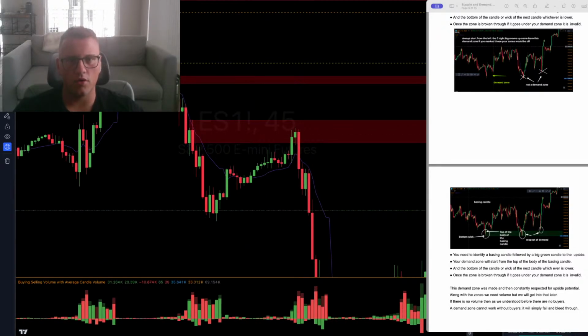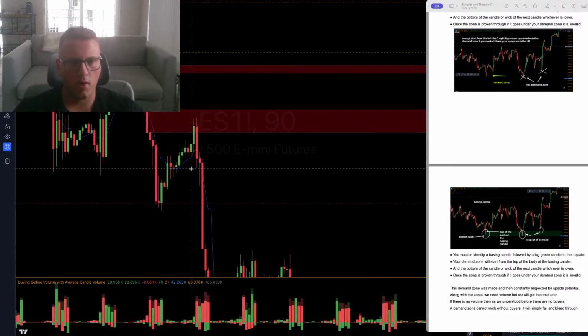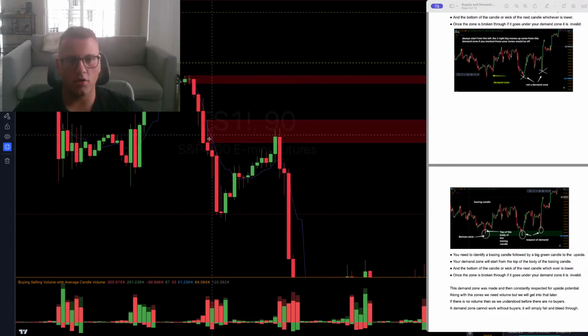45 is the exact same. We're going to try a 90 minute now and see what it looks like. Exact same thing with the 90 minute. You don't see any basing. You don't see an actual supply zone. So we're going to go to a 45. We're already there.